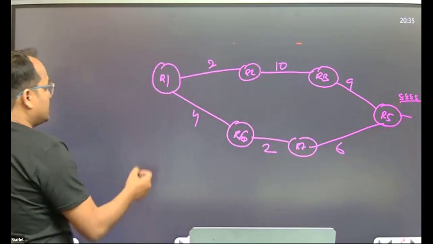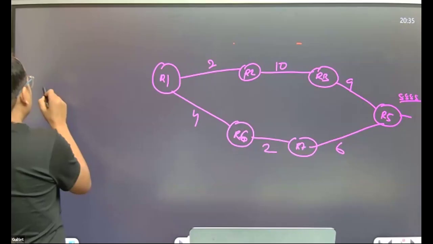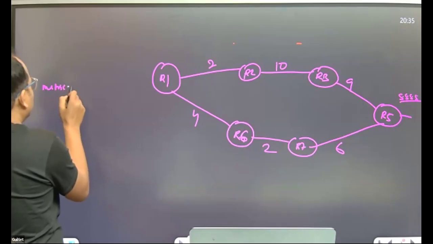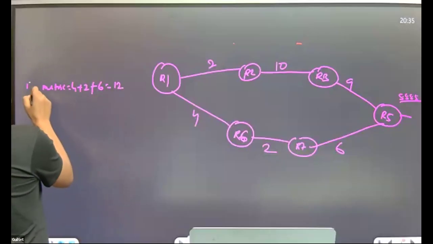Which path is going to be my successor? R6 or R2? R6, right? So what is the total metric we have here? It's going to be 12, right? 4, 2, 6. Yes. This is my path 1.